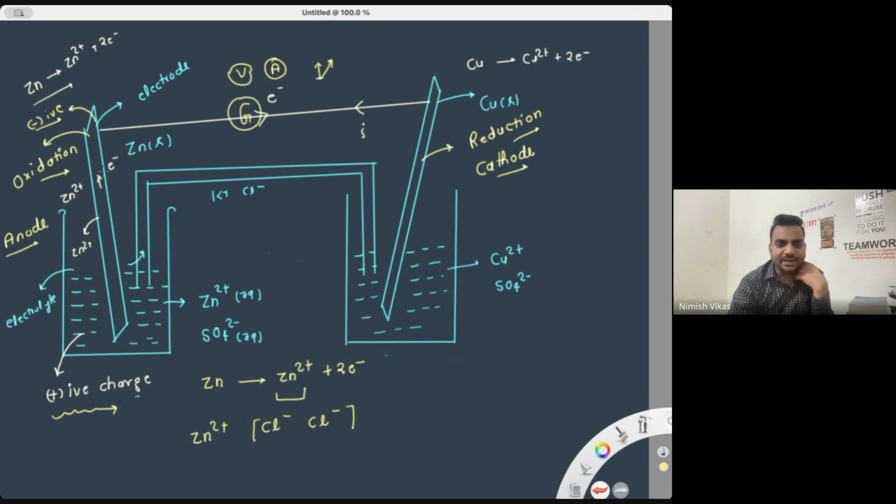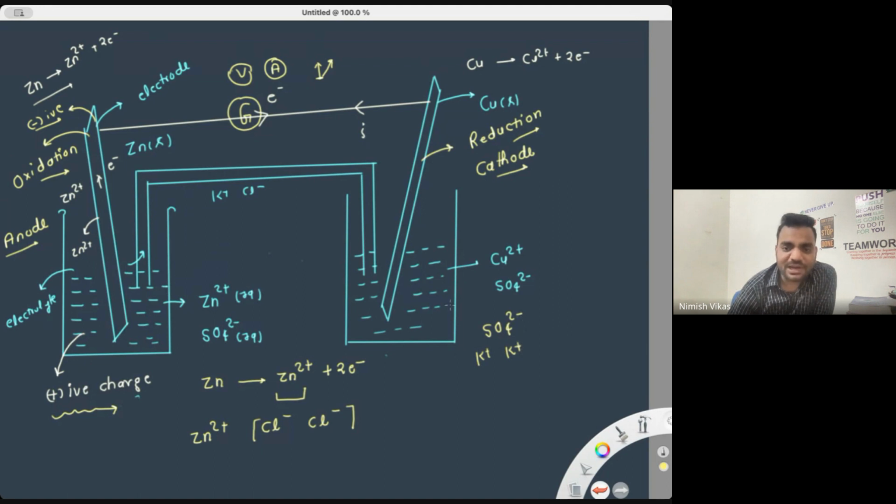This plate is negatively charged. This solution is positively charged. Now let's check on this side. So cupric ions are disappearing, so we have extra sulfate ion here. And this extra sulfate ion is attracting potassium ion to become neutral.